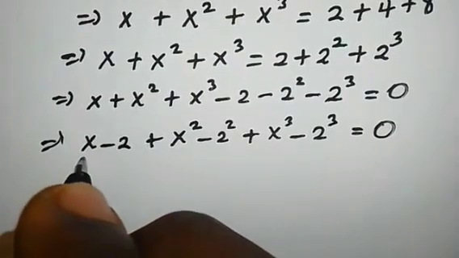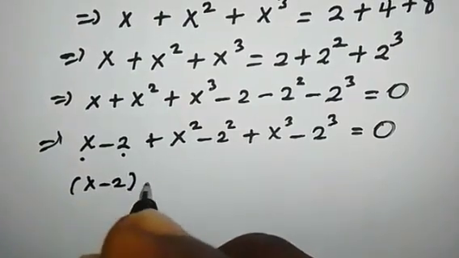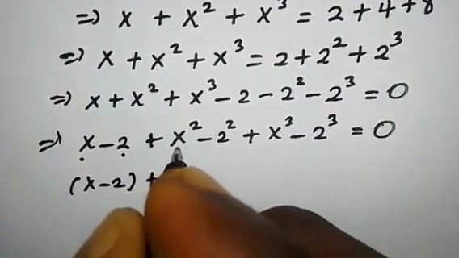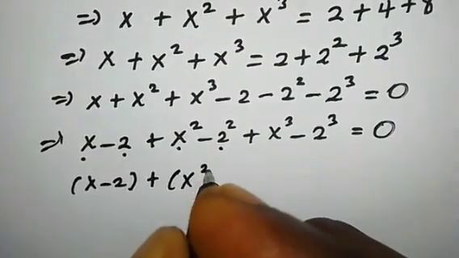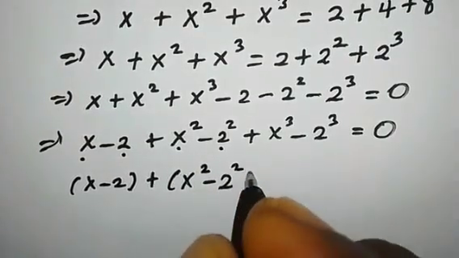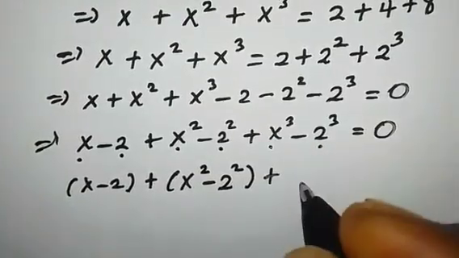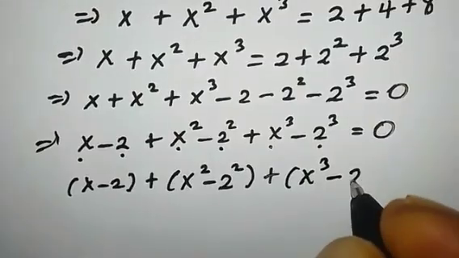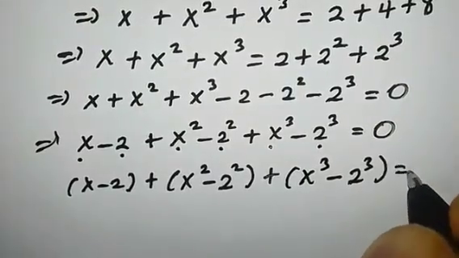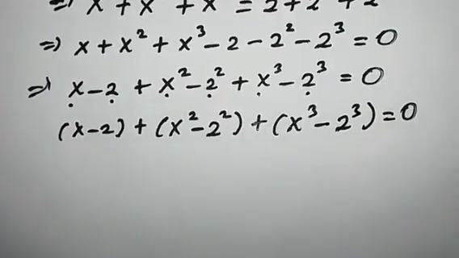It is possible we can put these in brackets. So we have x minus 2 in brackets plus. We can also put these two in brackets: x to the power of 2 minus 2 to the power of 2 plus. Likewise, we can put these two in brackets: x to the power of 3 minus 2 to the power of 3 equal to 0. Let's proceed further.